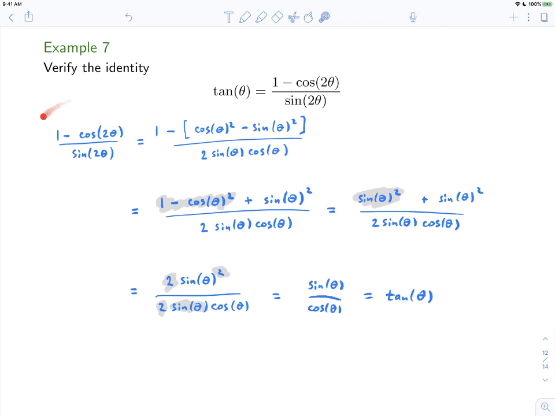So 1 minus cosine of 2 theta over sine of theta, which is the right side of the equation, is equal to tangent of theta, which is the left side of the equation. So we've just verified the identity.